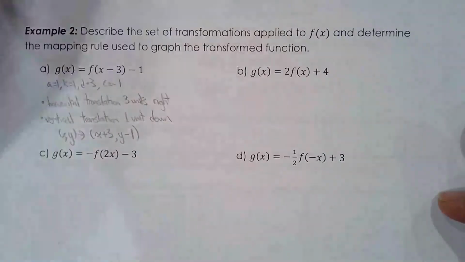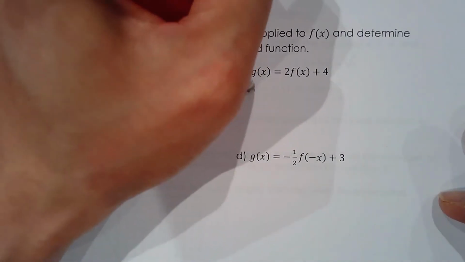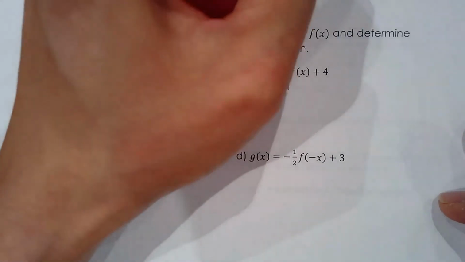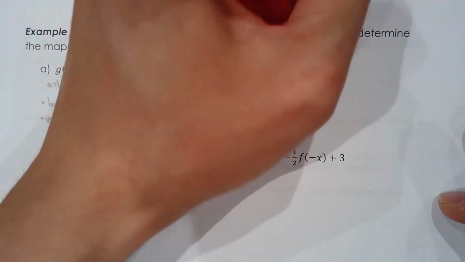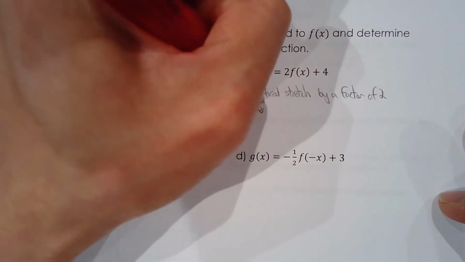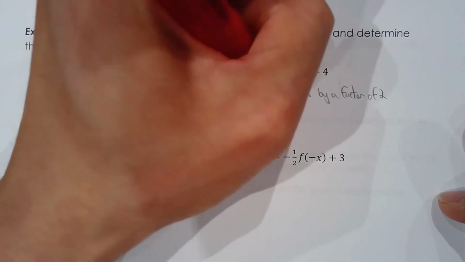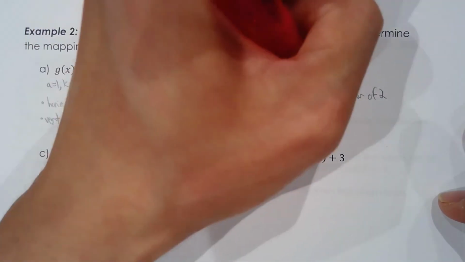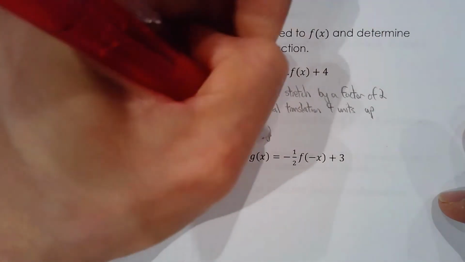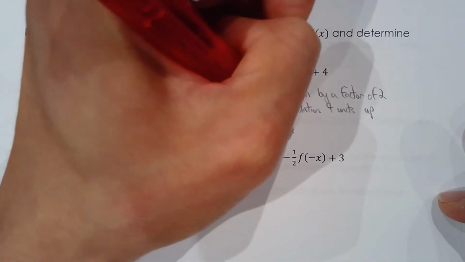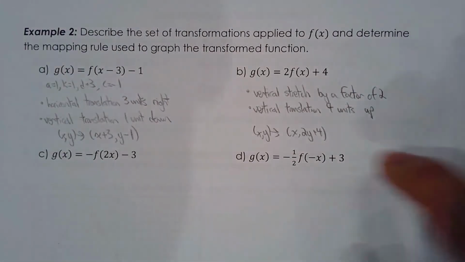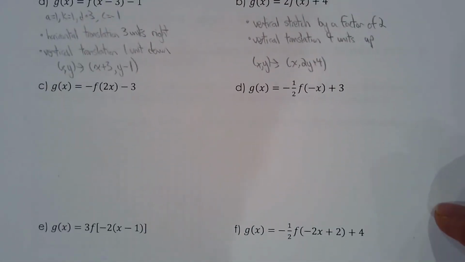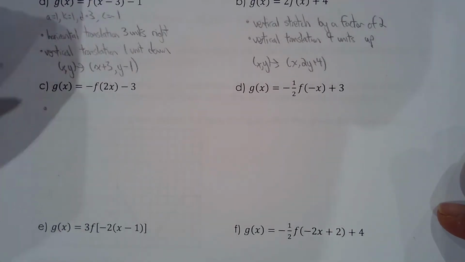Okay, over here, I'm not going to write the parameters. Hopefully we can agree on the transformations. Vertical stretch by a factor of 2. Vertical translation, 4 units up. So the mapping rule, we have xy, and now it will be x and then 2y plus 4. Vertically stretched by a factor of 2, double those vertical distances, and then add 4. All right, we're getting more and more.